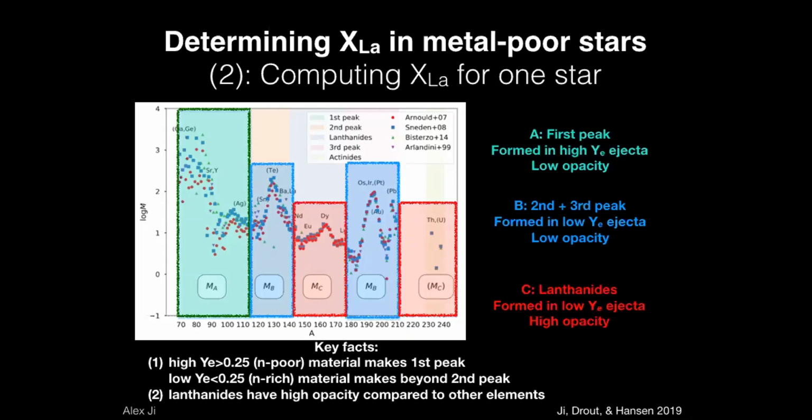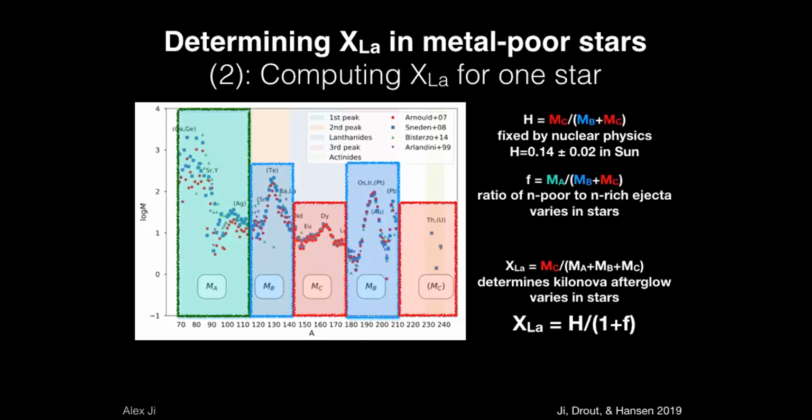So once you define these three mass categories, then you can define three observationally motivated ratios. The first one is the ratio of the red squares to the blue squares. This is the ratio of the lanthanides to all of the elements that are made in the neutron-rich material. And this, we think, is basically fixed by nuclear physics. This is the fact that we have this universal r-process pattern. So we can take the ratio in the sun and just use that for all of our different stars, right? We measured that inside of these different r-process patterns. All of the different subtractions basically agree for this part. And that number, the ratio of lanthanides to all of that stuff, is about 14%.